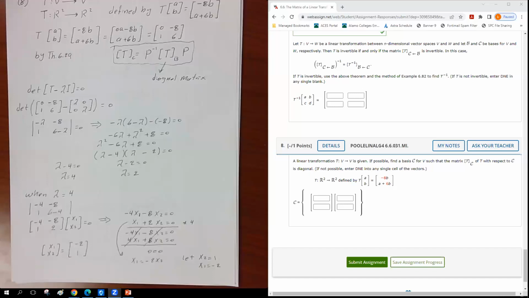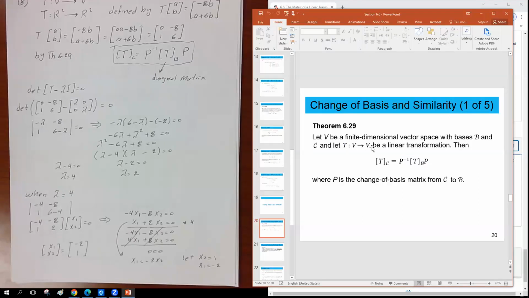Theorem 6.29: let V be a finite dimensional vector space with bases B and C, and let T from V to V be a linear transformation. Then the transformation matrix with respect to C is going to be P inverse times T with respect to B times P. So it's like diagonalizing a matrix. That means the diagonal of this matrix is going to be the eigenvalues, and the rest is going to be zeros. Let's check this theorem.